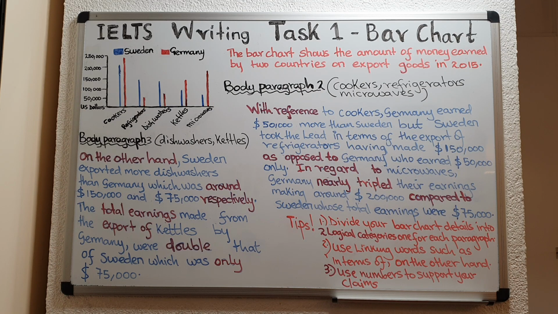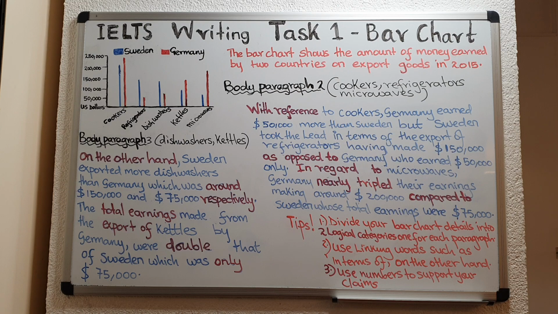So Germany earned 50,000 more than Sweden, but Sweden took the lead in terms of the export of refrigerators, having made $150,000 as opposed to. So, but and as opposed to are two linking words that are contrasting. Okay, they are contrasting Germany to Sweden in terms of cookers and refrigerators.